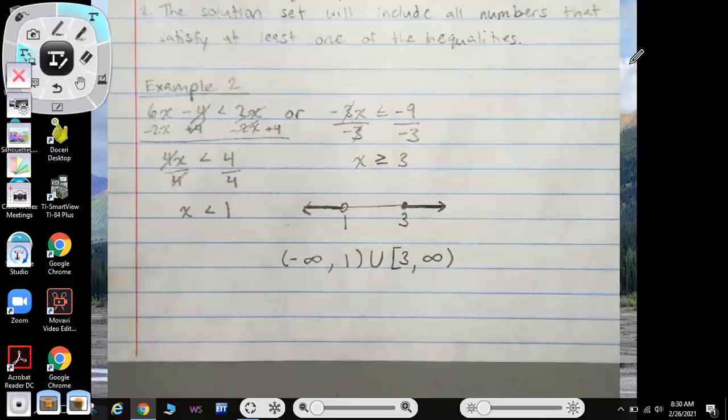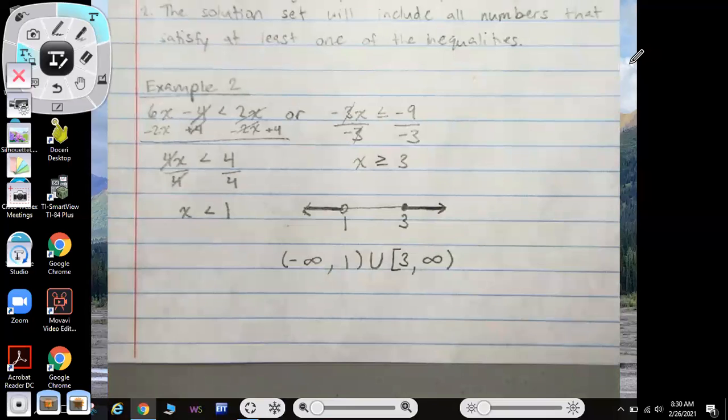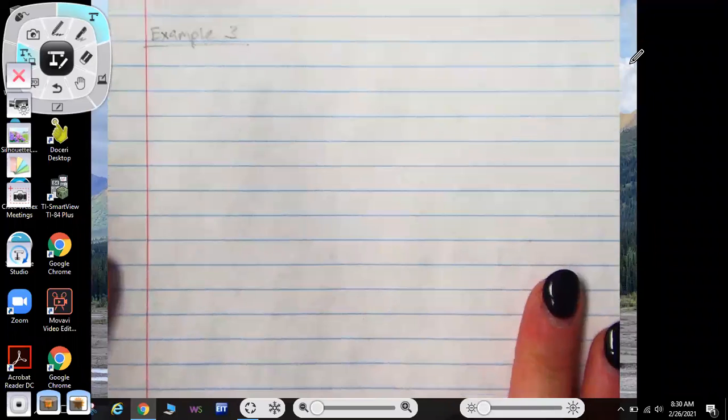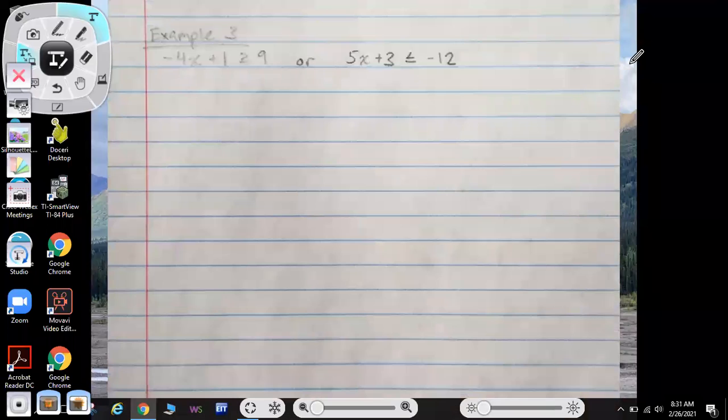Okay, we're going to look at a couple more examples. So example 3. We've got negative 4x plus 1 is greater than or equal to 9, or 5x plus 3 is less than or equal to negative 12.